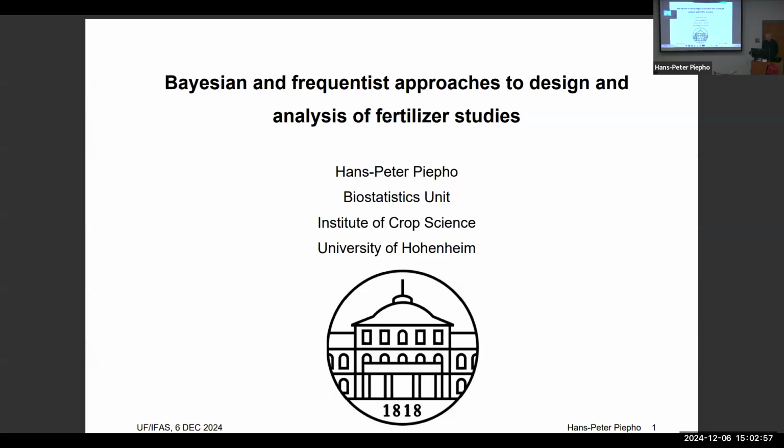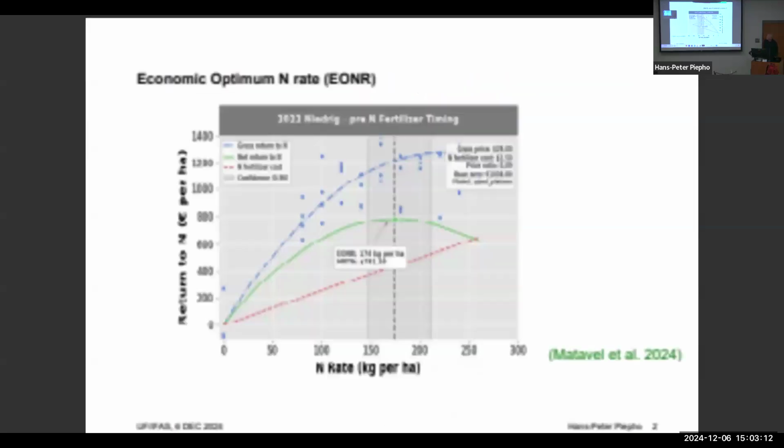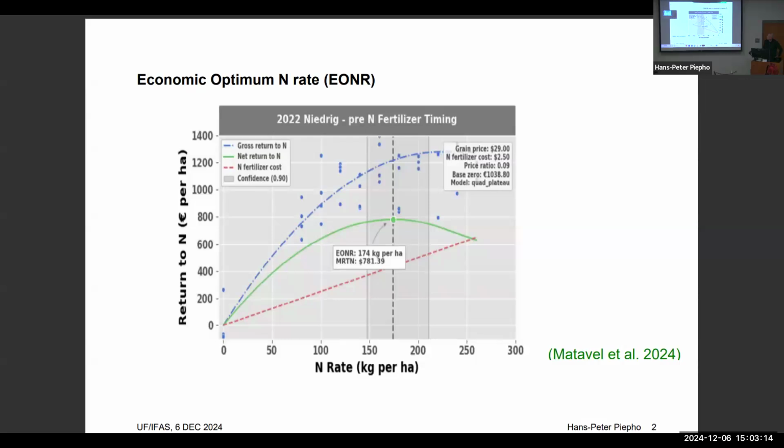And these are two examples that actually also evolved in that way. So these are two PhD projects that I'm involved in. Both of them are related to the determination of economic optimum N rates. So here's a sketch where we have gross return, we have net return in green, and we have the N fertilizer cost in red. We cheated a bit. The intercept for the gross return and net returns is starting at zero. Of course that's non-zero, but this makes it fit better into one figure.